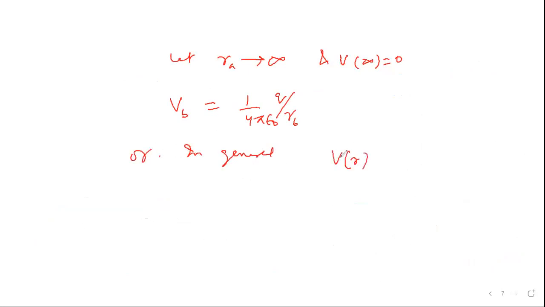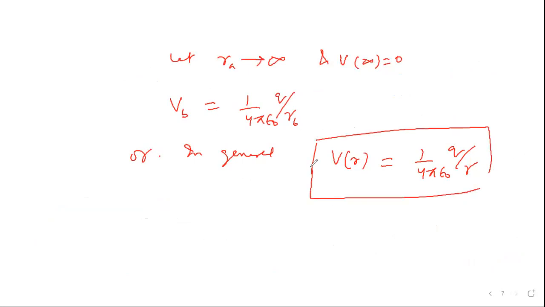Or in general, V of R, if we are at R distance from the point charge Q, then potential is 1 by 4 pi epsilon naught Q by R. So we have shown how to calculate electric potential due to a point charge. This equation I name as second. You can see that we obtained this equation V(R) is 1 by 4 pi epsilon naught Q by R only when we assumed that at infinite distance from the charge the potential is 0. This was one calculation.